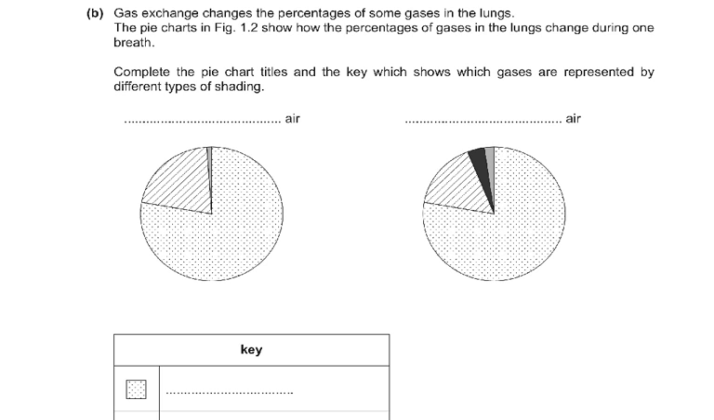And coming to the B part of the question, it says gas exchange changes the percentage of some gases in the lungs. The pie charts in figure 1.2, here is a pie chart, and this is a pie chart, show the percentage of gases in the lung change during one breath. Complete the pie chart titles. So what will be the title of this? This will be inhaled air, and this will be exhaled air. Because you can see this was more, so this has to be oxygen, this was 20%, now it is 16%.